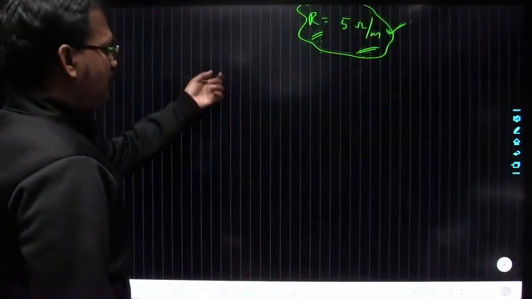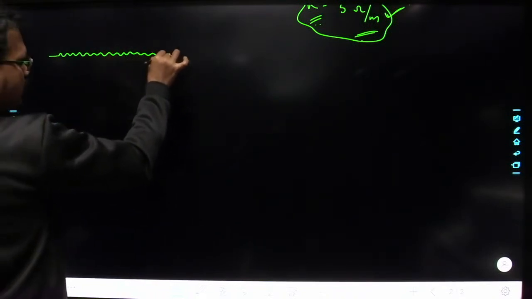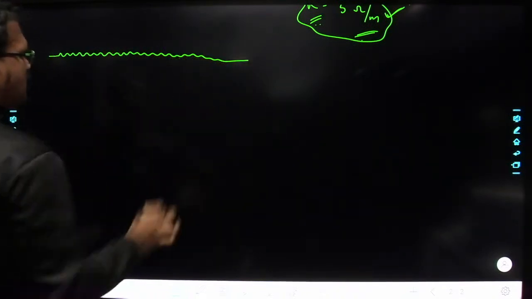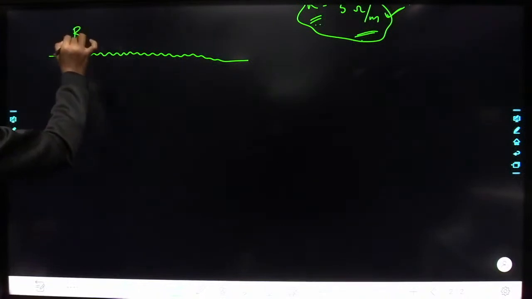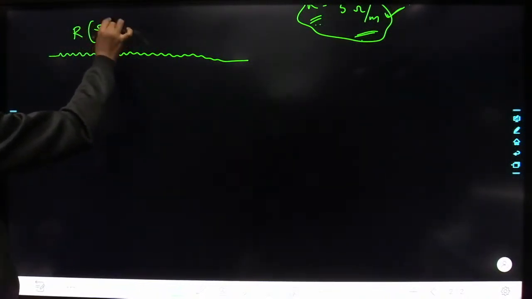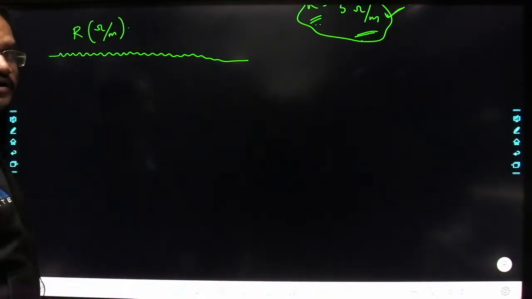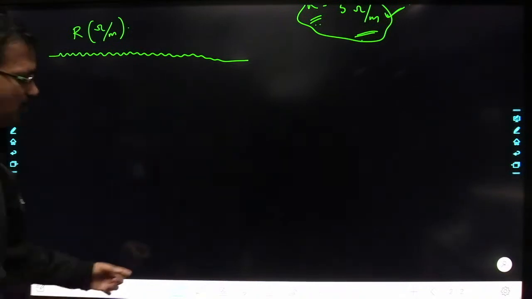So that means if you consider a transmission line, then the resistance will be distributed along the length of the transmission line. So here we are going to define the resistance of the transmission line in terms of ohm per meter. That is the resistance distributed per meter. Understood? Okay.